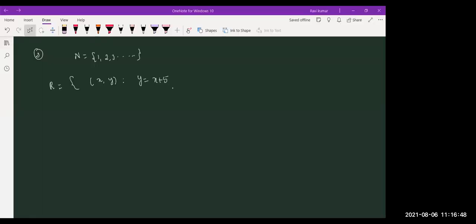Y equals x plus 5, they're given. X is a natural number less than 4. Four, sir? Yes, means x we can't take more than 4. Now let's find the domain and range.